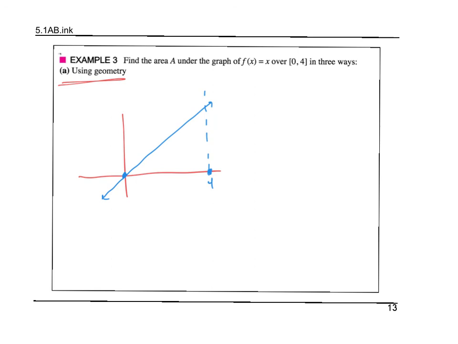Geometrically, what shape did we just find? We found a triangle. So in this case, I wouldn't want to use rectangle approximation because I can geometrically find the exact area of this triangle, right? F of x equaling x, or y equaling x. If my x coordinate is 4, then my y coordinate, my height, is also 4. So I can calculate this exactly with 1/2 base times height, getting 8.